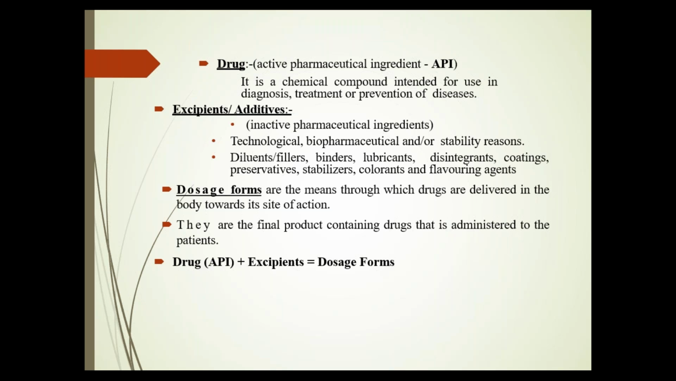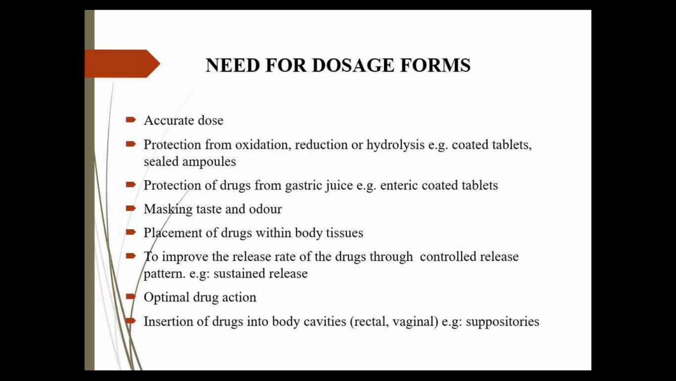Then comes the dosage form. Dosage form is that through which the drug is delivered into the body towards the site of action. As such, you cannot administer a drug. You have to mix both the drug as well as the excipients, and what you get finally is your dosage form. As shown on the slide, drug or API plus excipients is equal to dosage form. Last time I did not put up the slide, so I just thought I'll share this with you. We had also seen the need for the dosage form, why it is required.